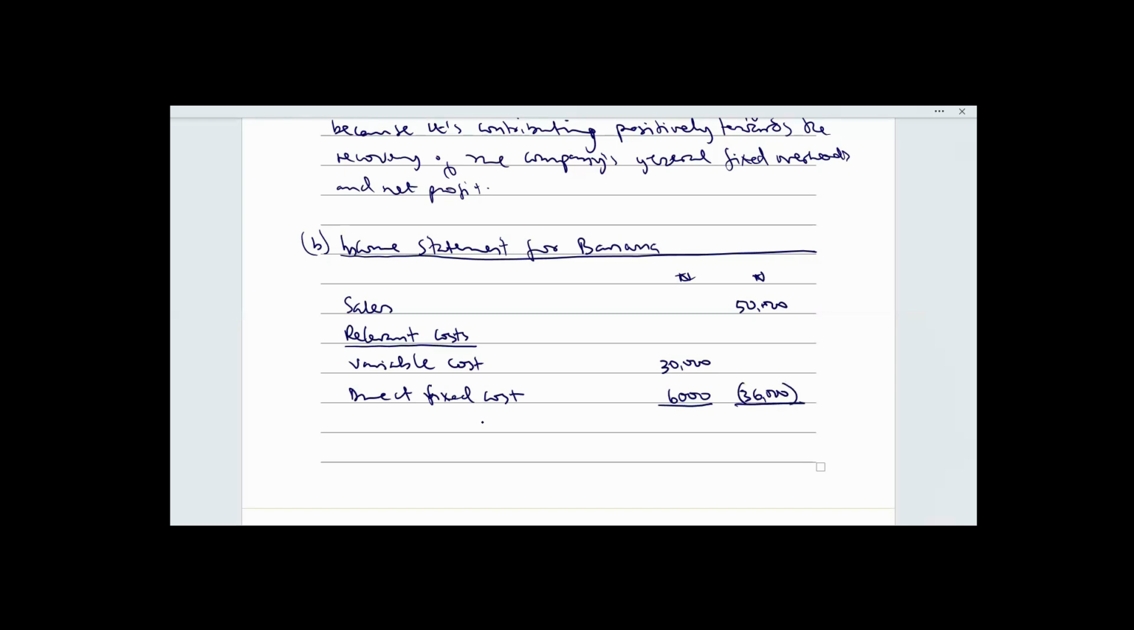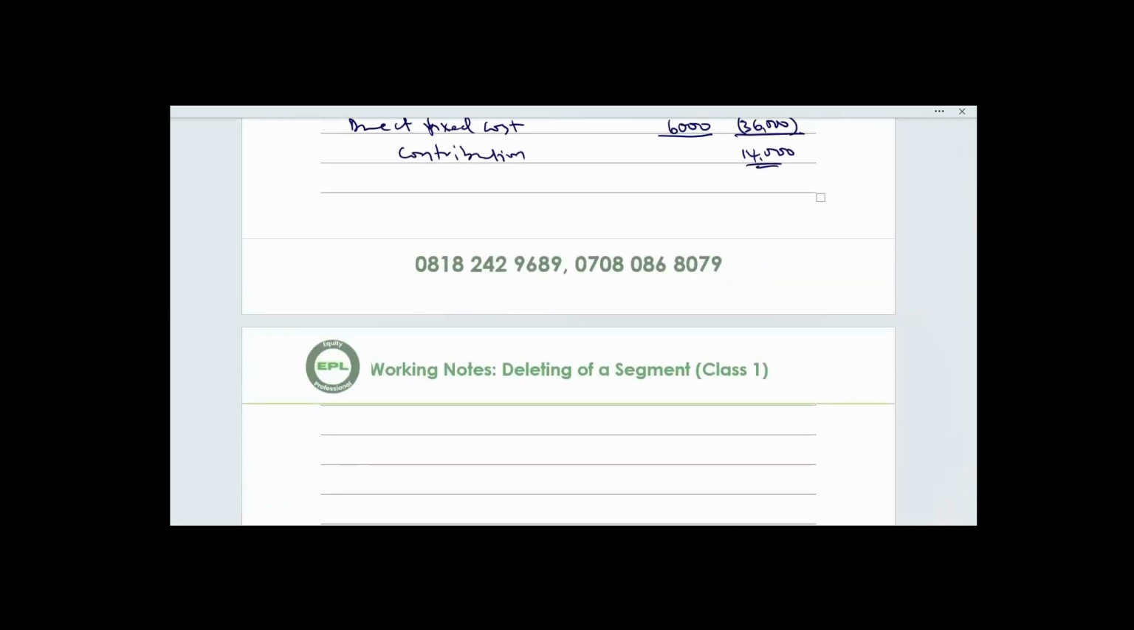36,000 minus 50,000 will give us 14,000 naira, a positive contribution of 14,000 naira. So the examiner is now asking whether your earlier decision in A above will remain the same.